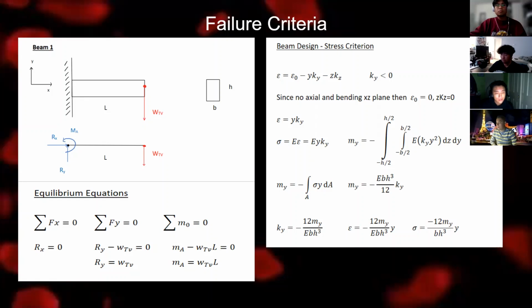So then we can deduce that the strain is only a function of the Y plane. Using the equation of stress, we can then solve for the integral of the moment of Y. And then we get that the moment Y is a function of KY, the Young's modulus, and the moment of inertia of the beam, which is given as base times height cubed over 12. We can then solve for the minimum mass and the width in the next slide.